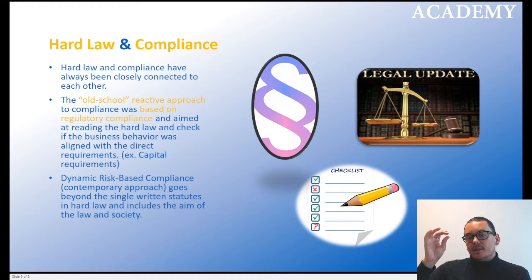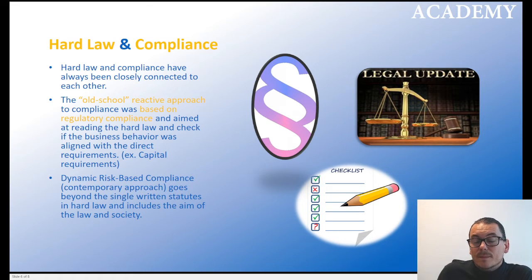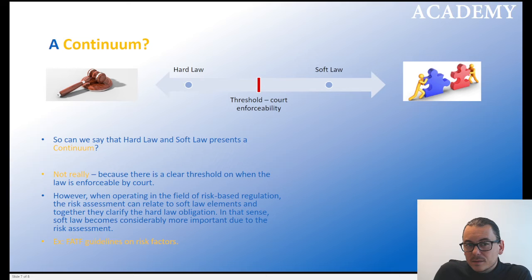So the single statutes might come with some limitations or requirements, but you need to secure that your risk assessment of your business aligns not only to the specific requirement, but also to the aim. And if there are any recommendations, even in the soft law area, that guide you in how to do so, you should try to implement those in your compliance commitment. I hope it makes sense.